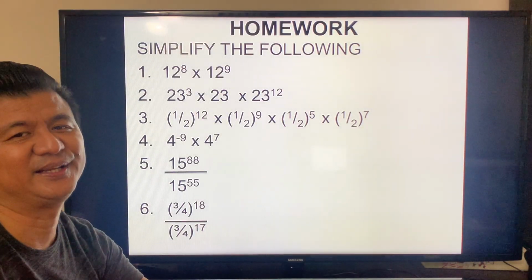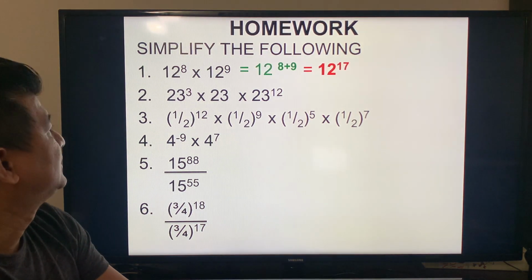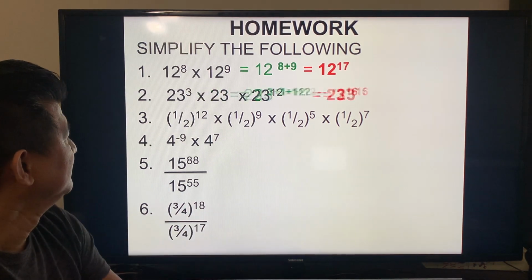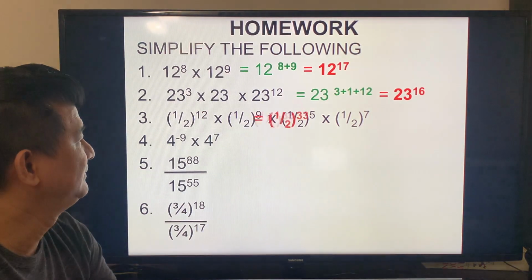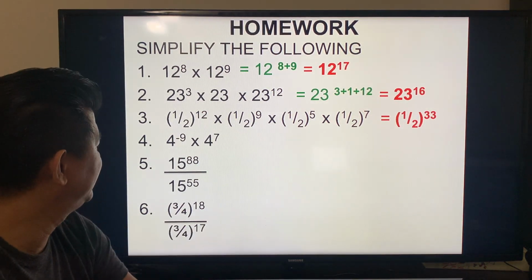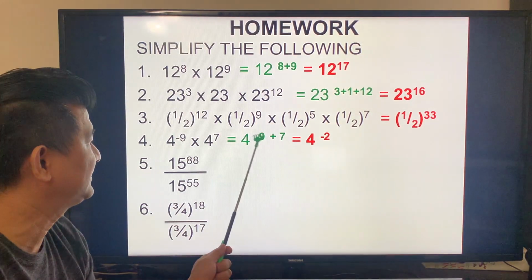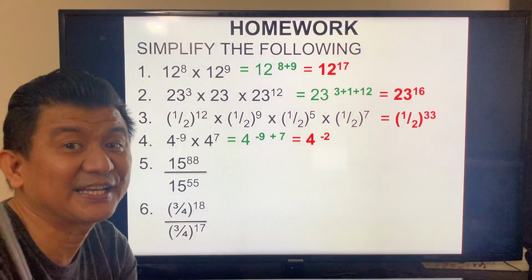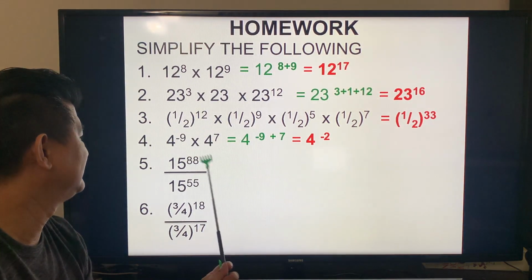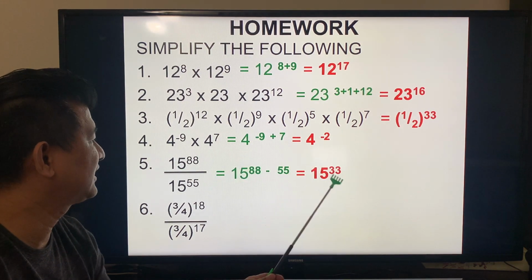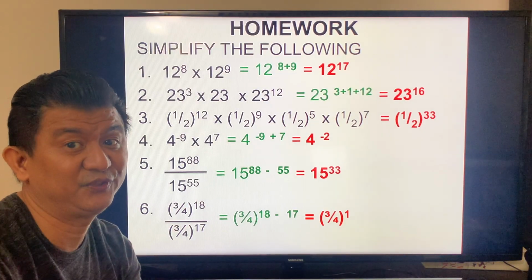Try this on your own. Ready? Time's up. Here are the answers. 12 to the 17. 23 to the 16. Don't be scared of the 1/2. 1/2 to the 33rd. A negative and a positive. Remember how to add a negative and a positive? 4 to the negative 2nd power. Yes, you could put a negative exponent. 15 to the 33rd power. 3/4 to the 1st power.